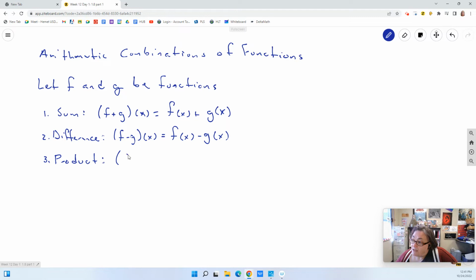Product says that if we have function f times function g of x, it's the same as f of x times g of x.